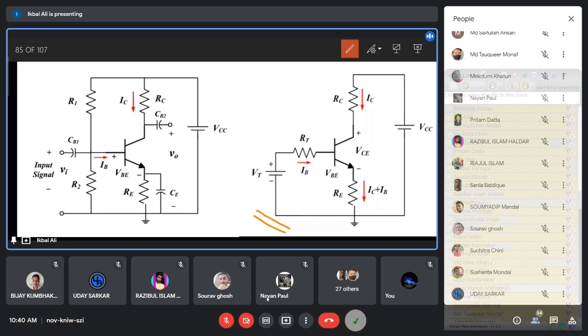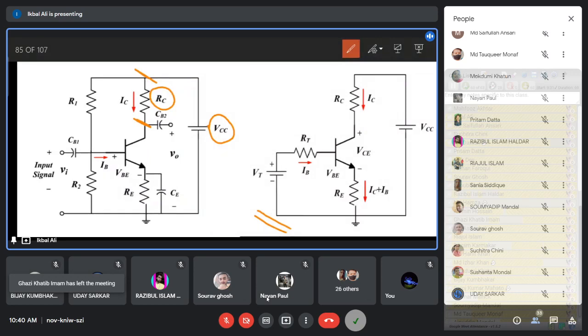The construction of this circuit is that, so this is your VCC supply. Now we say that the RC resistance or the collector resistance, RC, is connected between the VCC and the collector. Okay, so the RC resistance connected in this way actually supplies the collector current.